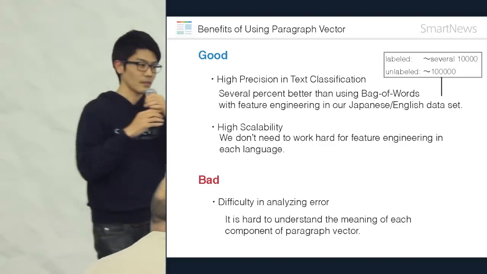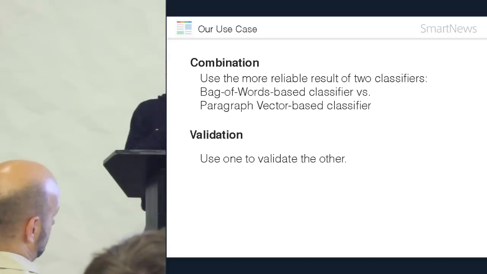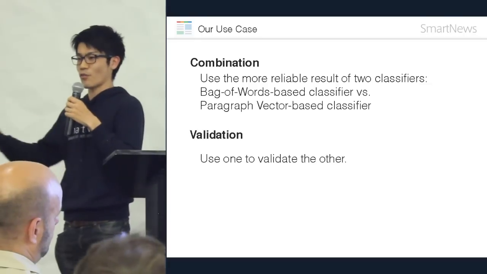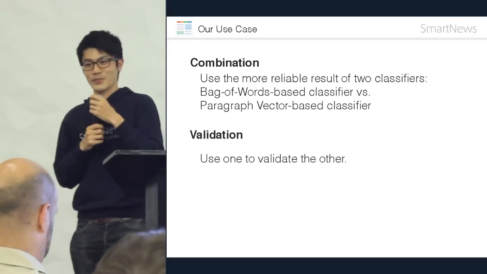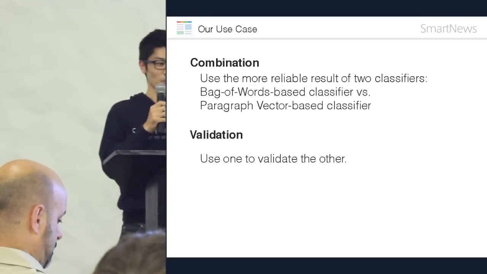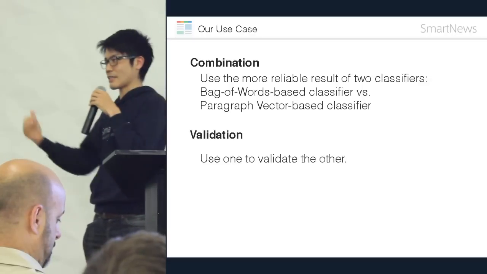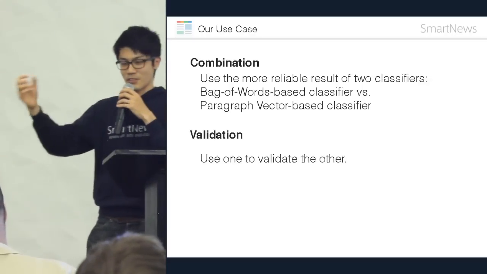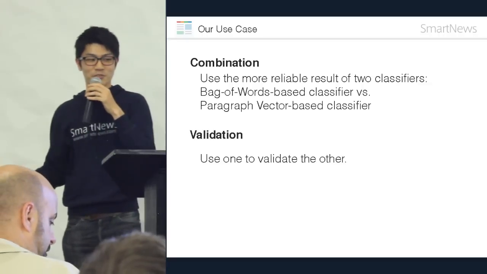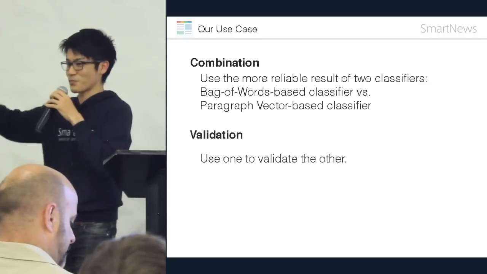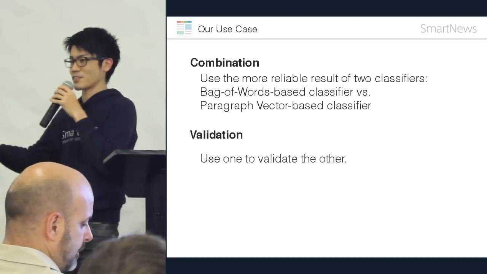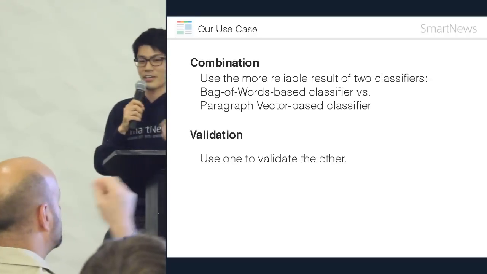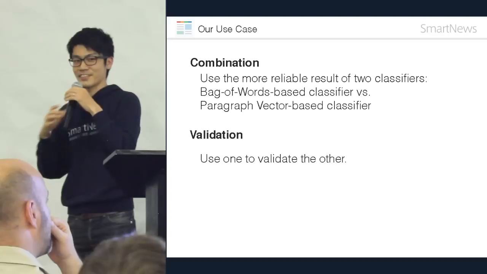It's great. So in our use case, we use the paragraph vector by combining it with the bag of words classifier. For example, in some use cases, we use a combination of classifiers, using the more reliable result of the two classifiers, the bag of words classifier and the paragraph vector-based classifier. And another use case is validation: using one to validate the other's result.